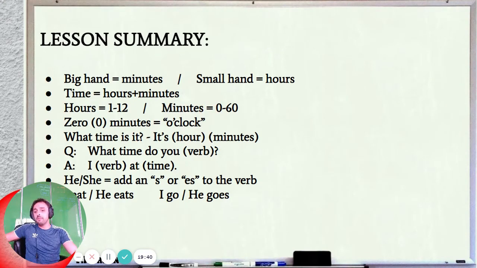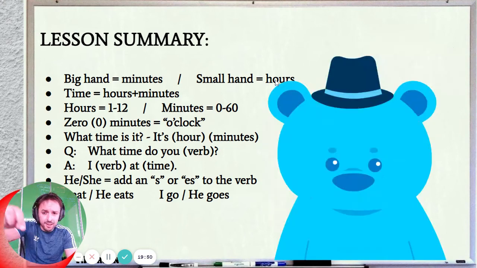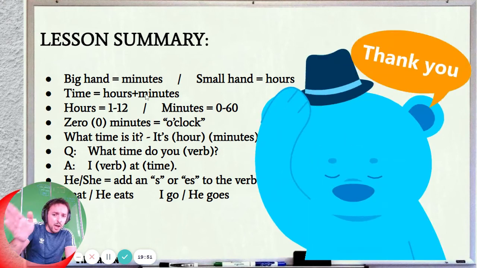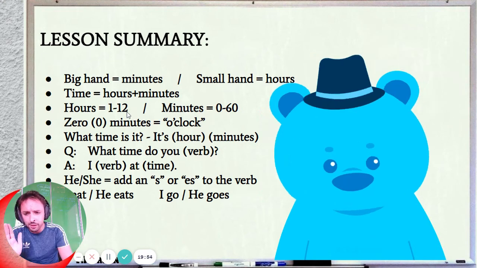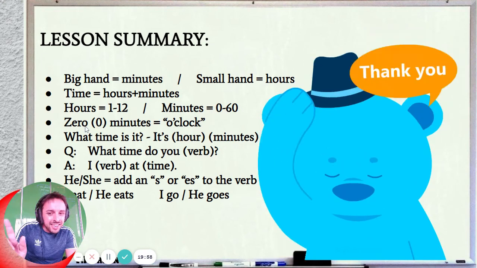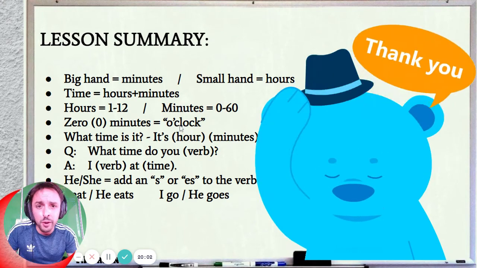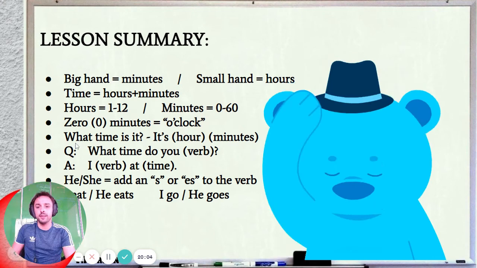Okay. That is us all finished for today, guys. I hope you all did well in that test. Remember, big hand is minutes, small hand is hours. Time is hours and minutes. There are 12 hours on the clock. There are 60 minutes. Remember, if it's 0 minutes, which means the big hand is pointing at 12, then you say o'clock.